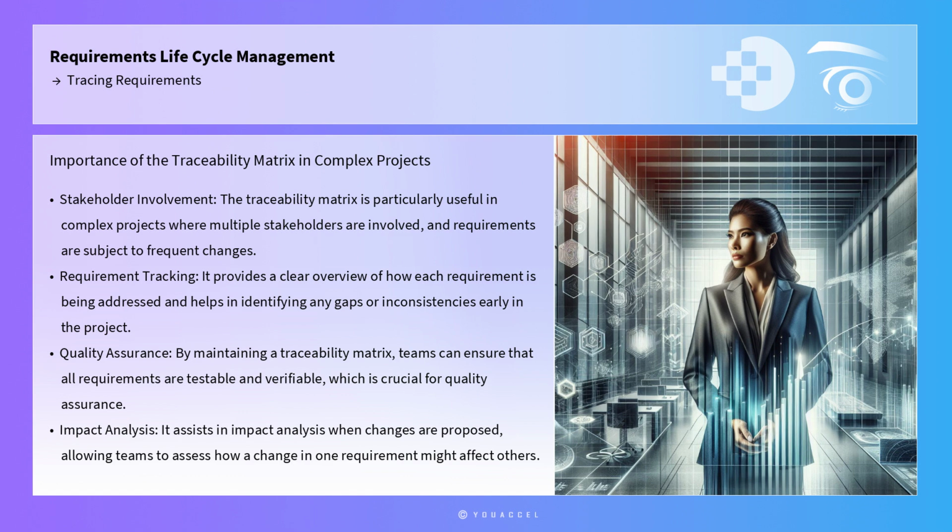The traceability matrix is particularly useful in complex projects where multiple stakeholders are involved and requirements are subject to frequent changes. It provides a clear overview of how each requirement is being addressed and helps in identifying any gaps or inconsistencies early in the project. By maintaining a traceability matrix, teams can ensure that all requirements are testable and verifiable, which is crucial for quality assurance. Additionally, it assists in impact analysis when changes are proposed, allowing teams to assess how a change in one requirement might affect others, thus facilitating more informed decision-making.